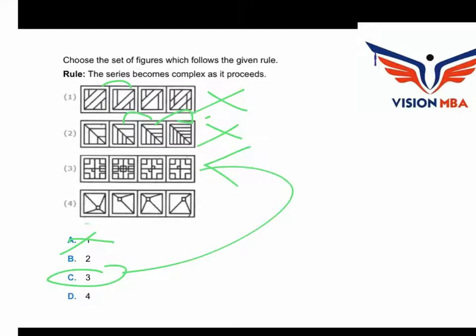Similarly, 4, of course it is not complex. It's just that they are twisting or just changing the angle of something. In fact here it is also becoming simpler, so the situation becomes more complex. So given the situation, C is the answer. That is the third. I hope things are making sense to you. Let's go to the next question, guys.